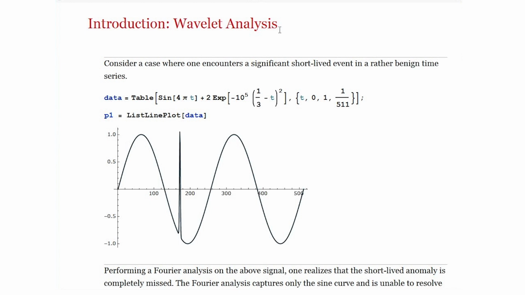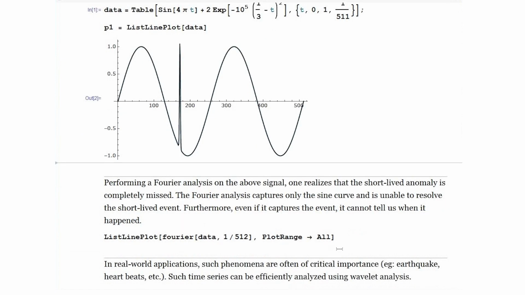Let us consider this data, which is just a sine function, but overlapping the sine function at some instance in time, you have a very sharp event occurring. Not only is the sharp event occurring at a random location, but the duration for which this event occurs is extremely small. If you were to perform a Fourier transform on this signal with this sharp event in it, you'll notice that the sharp event is completely missed out.